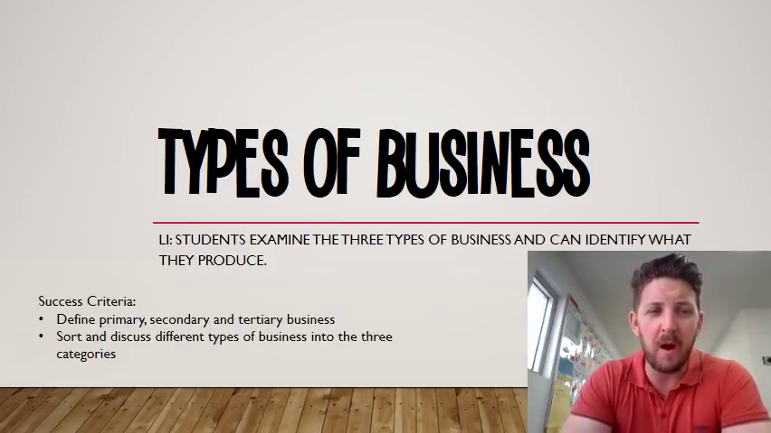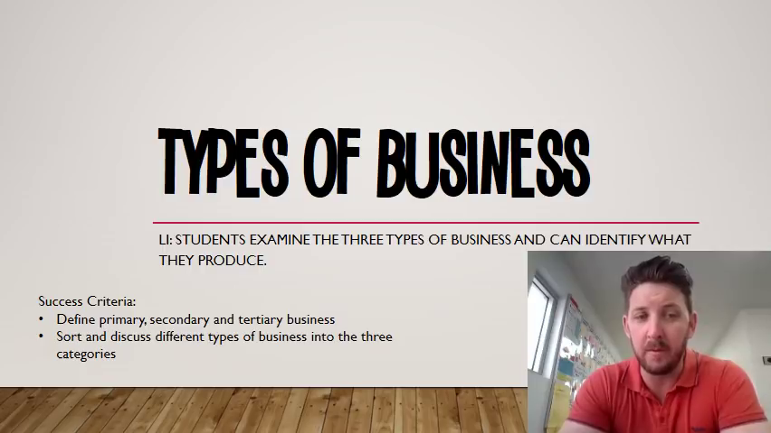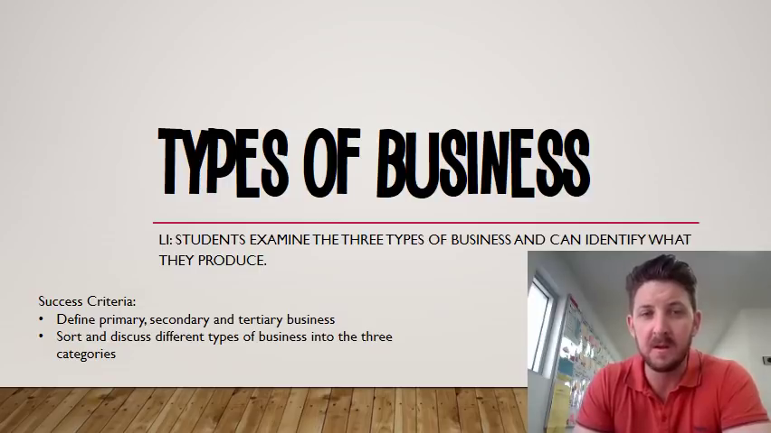At the end of the lesson, what we're hoping to be able to do is define what primary, secondary and tertiary businesses are, so you should be able to tell me what they are. And also you should be able to sort out and discuss the different types of businesses and put them into those three categories for me.